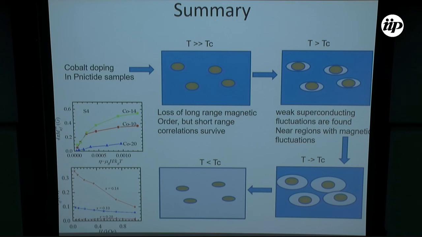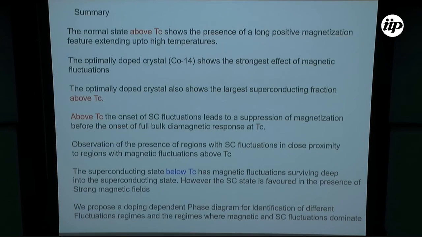This is the superconducting volume fraction, and these are the magnetic fluctuations. And this is the summary. I just leave it at this point.